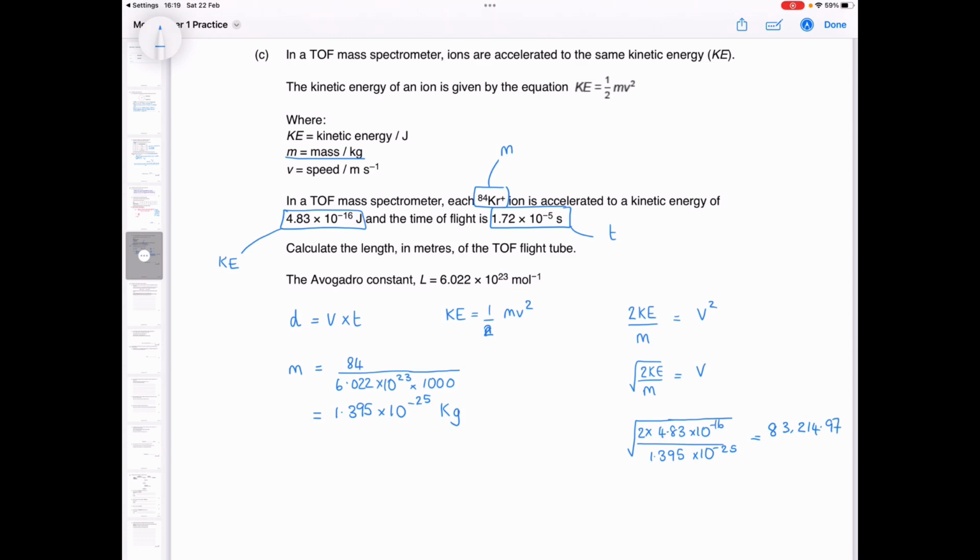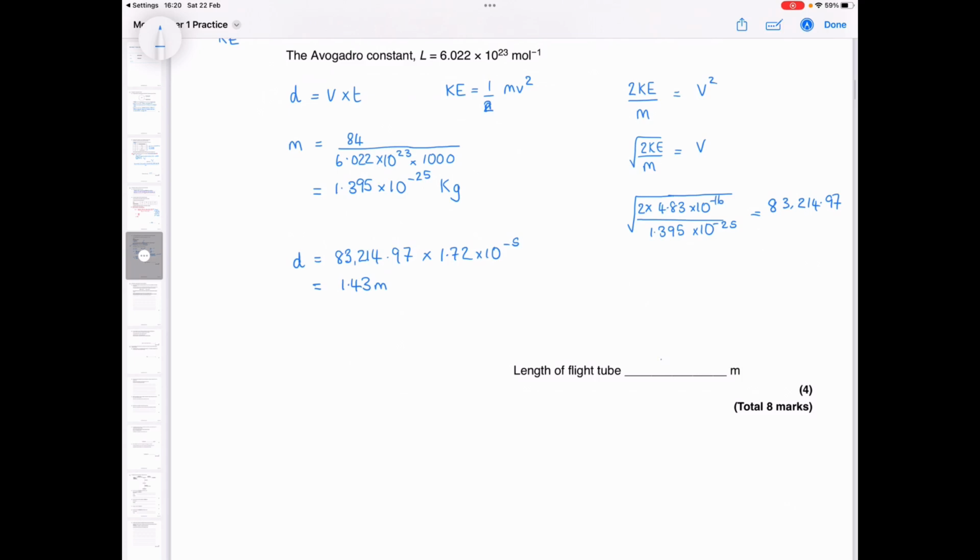Okay, and so now we can use the time given in the question. Distance is equal to velocity, 83,214.97, multiplied by the time, 1.72 times 10 to the minus 5. And so our distance comes to 1.43 metres. Let's put that on our final answer line.